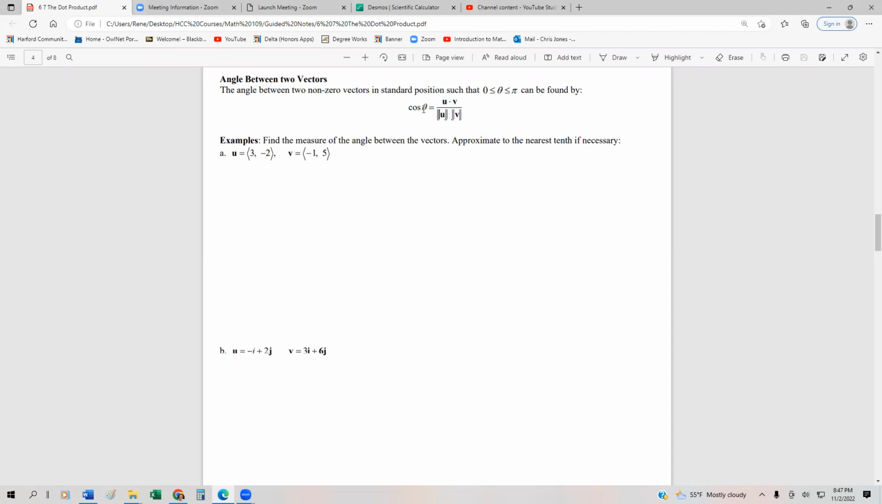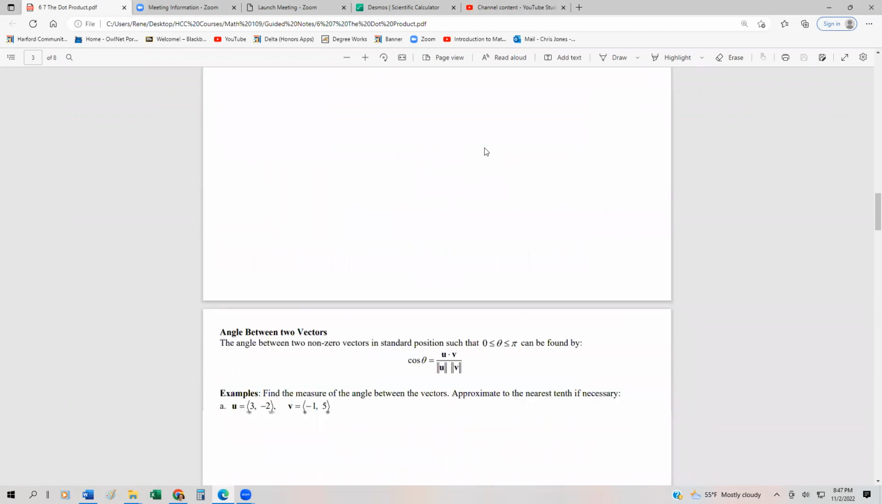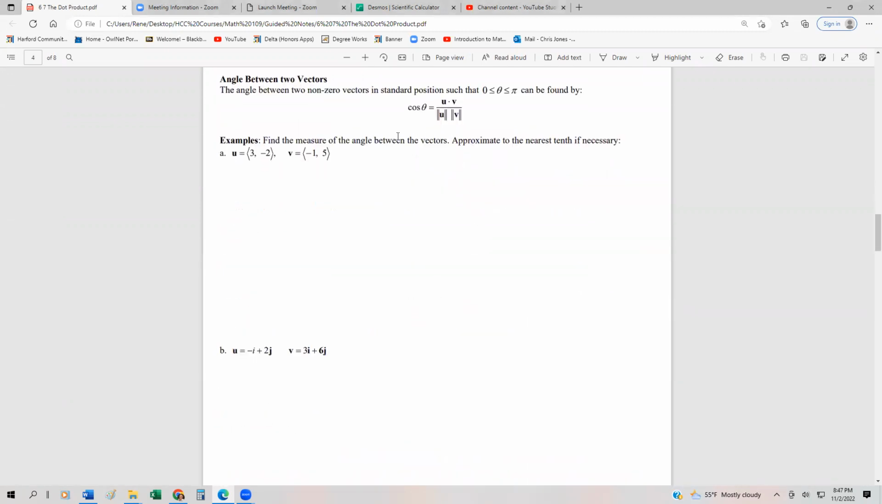So the cos of theta is going to be equal to u dot v divided by magnitude u times magnitude v. Sorry, I got messed up. So all we have to do is find u dot v, magnitude u, and magnitude v, and then multiply and divide, and then find the inverse cosine of this. So let's start by taking these two vectors and finding the angle between them.